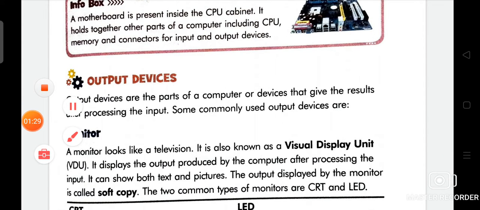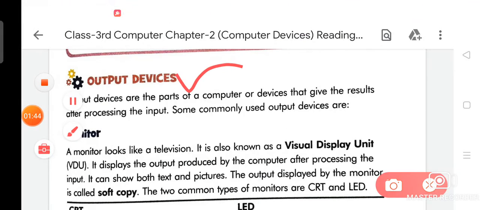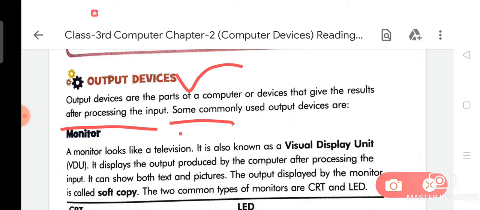As you know very well, first we will read this chapter very carefully and with the correct pronunciation. So your topic is output devices. Output devices are the parts of a computer that give the results after processing the input. Some commonly used output devices are like monitor. Now we are going to read about monitor.